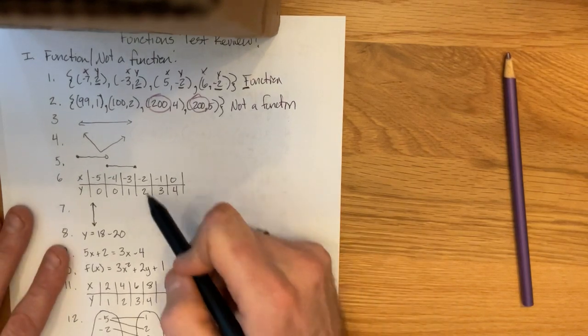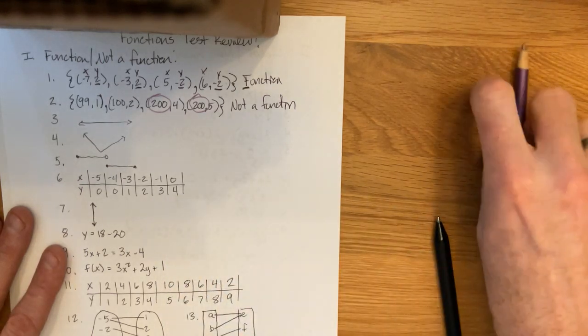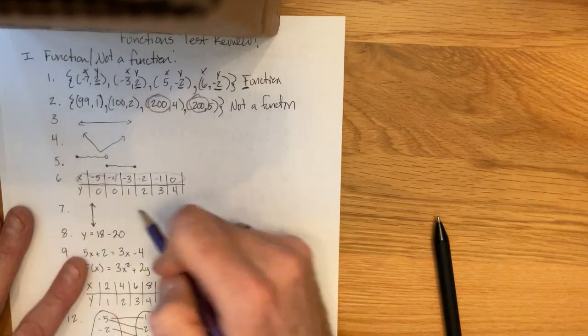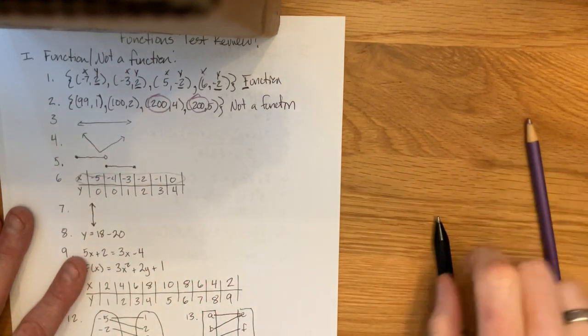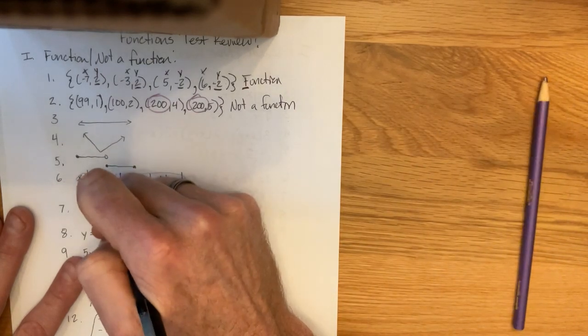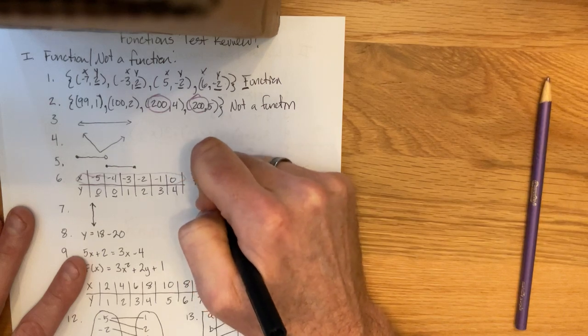Skip down to number 6, and you're going to see that we're dealing with the same kind of problem. We're scanning these x values right here, and we see that none of them are repeated, right? We do have repeated y values. We have a repeated y there, but that doesn't matter. Repeated y's are fine. This is a function.